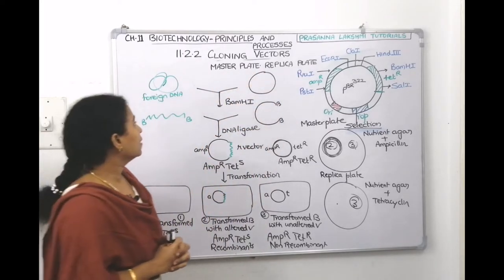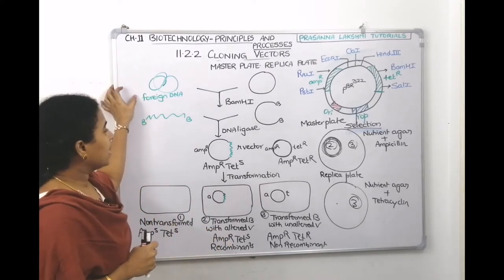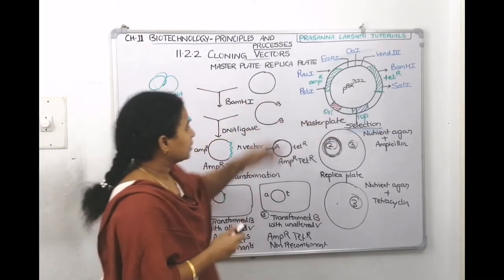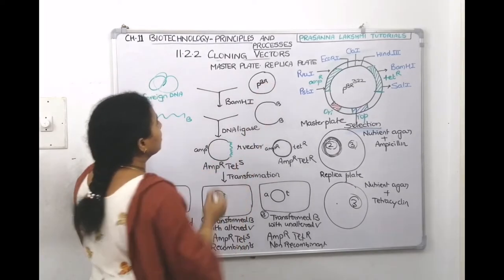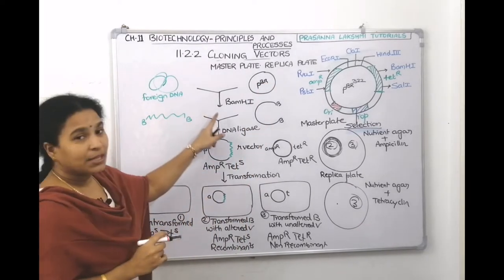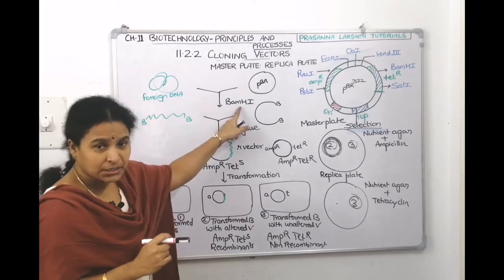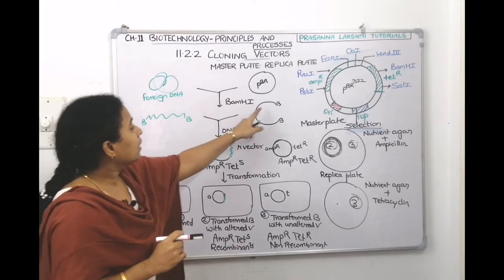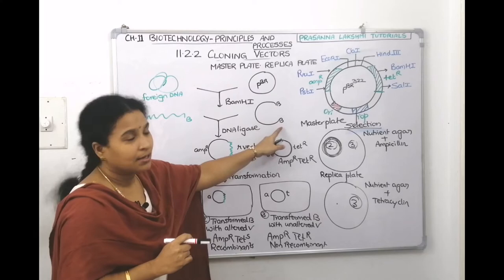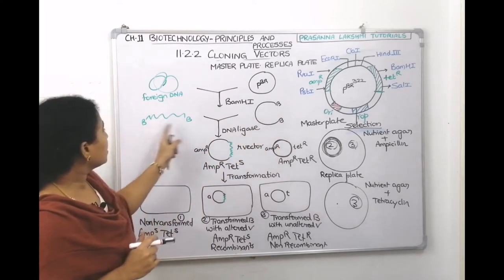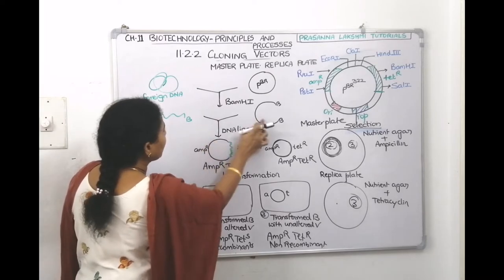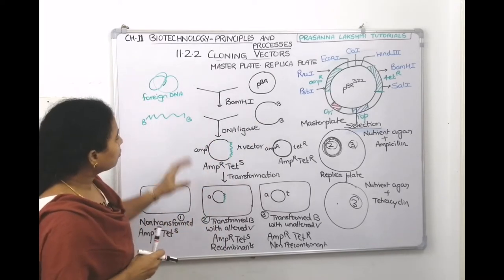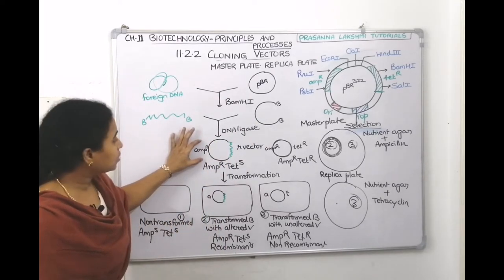How do we do this method? For that, take the foreign DNA. Take the pBR vector. This vector is the pBR vector. Now digest both of them with the BamHI restriction enzyme. When you digest it, it opens. The BamHI sites are here, sticky ends. BamHI sticky ends are here with the foreign DNA also. Then add DNA ligase to join both of them. When you join both of them, you'll get a recombinant vector in this manner.